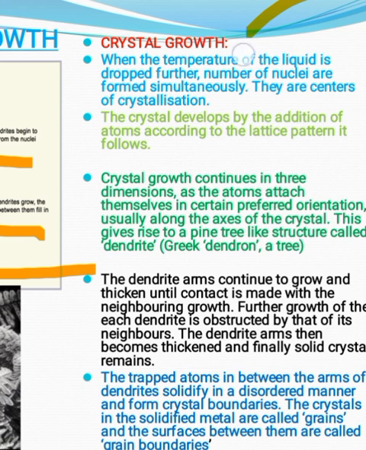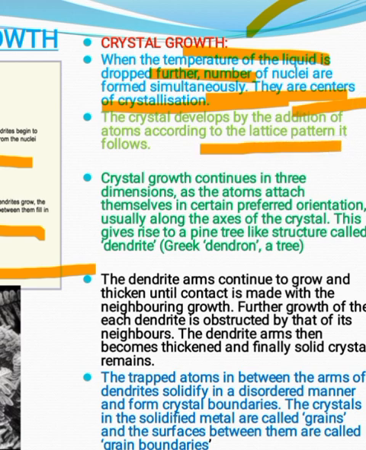When the temperature of the liquid is dropped further, a number of nuclei are formed simultaneously. They are centers of crystallization. The crystal develops by the addition of atoms according to the lattice points it follows. Crystal growth continues in 3 dimensions as atoms attach themselves, in certain preferred orientations, usually along the axes of the crystal. The dendrite arms continue to grow and thicken.